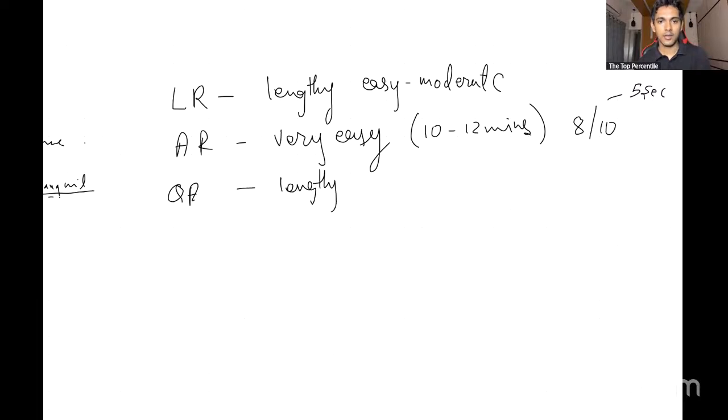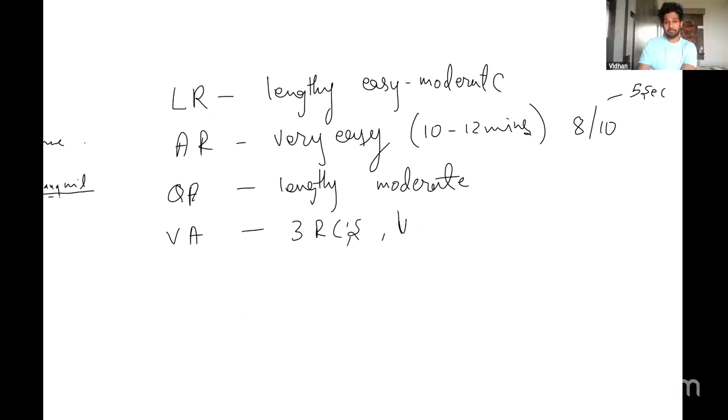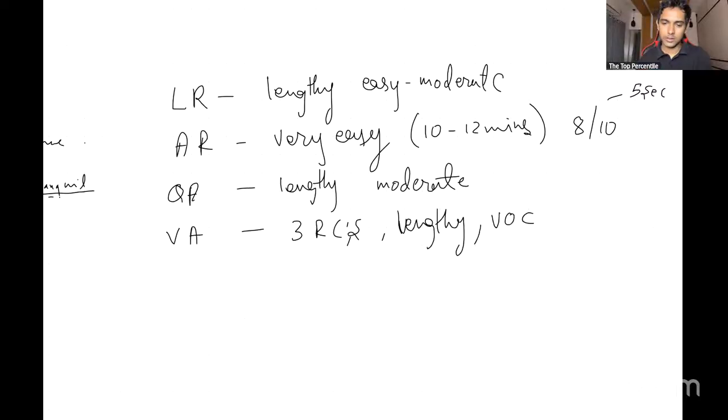But again, if we consider the overall level, it was somewhat moderate. Coming to verbal, there were 3 RCs. It was lengthy. There were inference questions too. There were a lot of vocab questions, which is not something surprising or new.